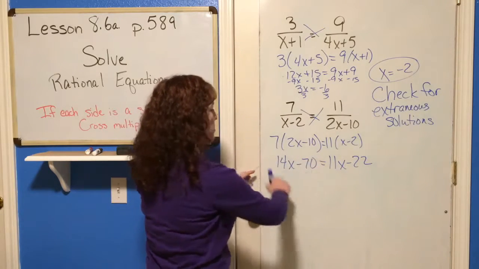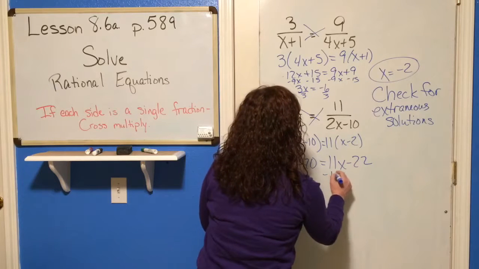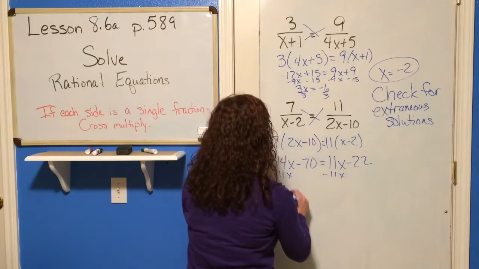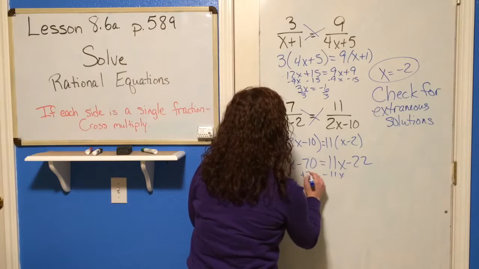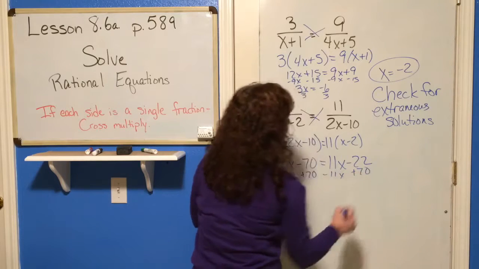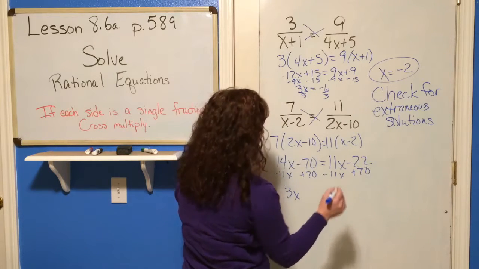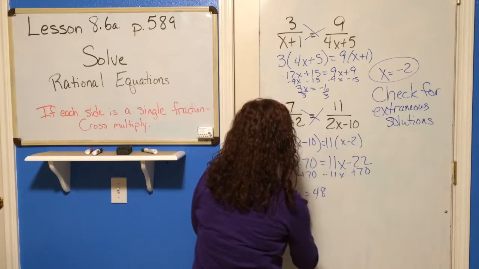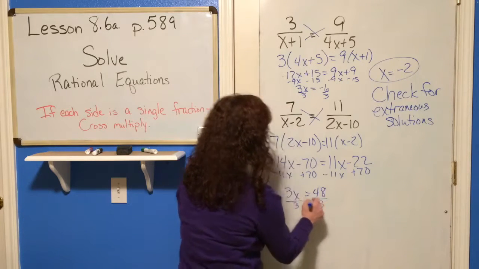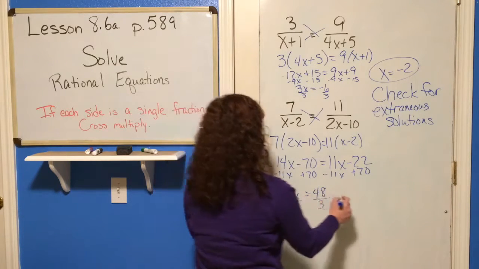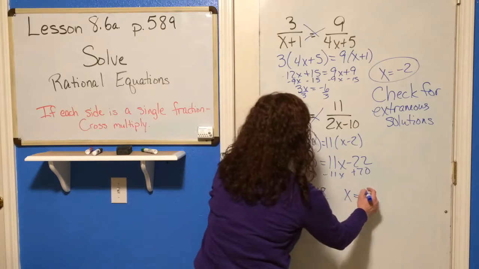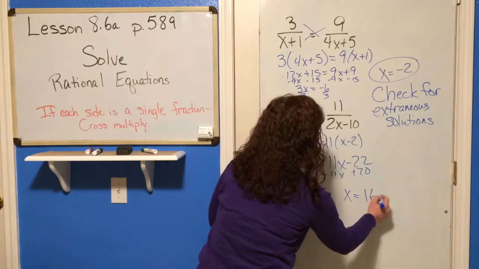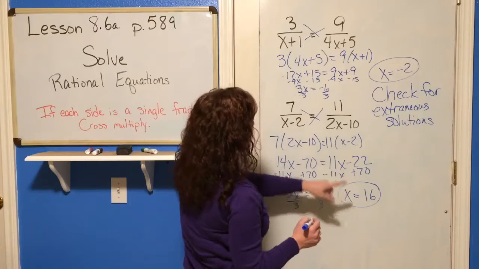And so let's bring them to this side. Minus 11x is 3x, and we're going to add 70. 70 minus 22 is 48. Divide both sides by 3. Am I in front of it? And what is 48 divided by 3? X equals 16. Check to make sure it's not extraneous.